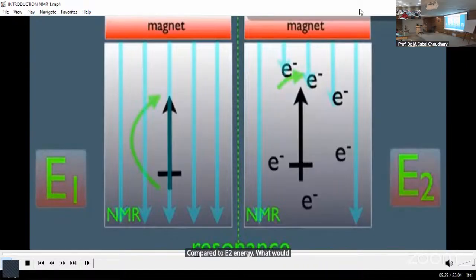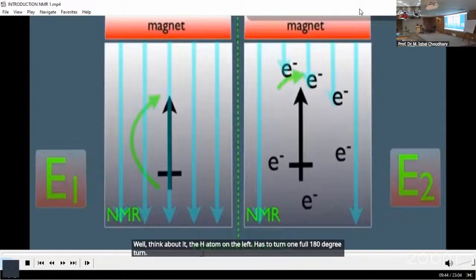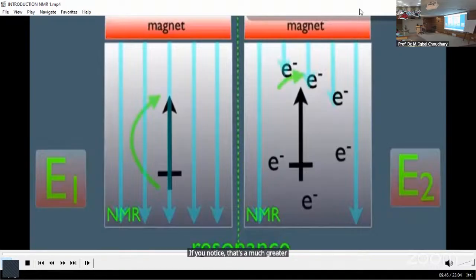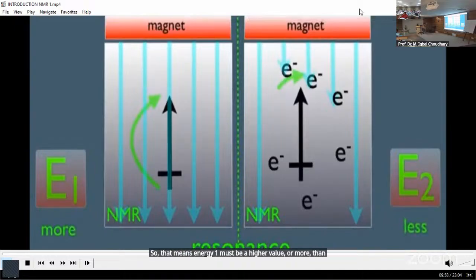What would be their relative amounts? Meaning which H atom would require more energy to bring it into resonance? Well, think about it. The H atom on the left has to turn one full 180-degree turn. If you notice, that's a much greater distance of travel than the H atom on the right. He only has to turn just a little bit to go to the beta state. So that means energy 1 must be a higher value or more than energy 2.